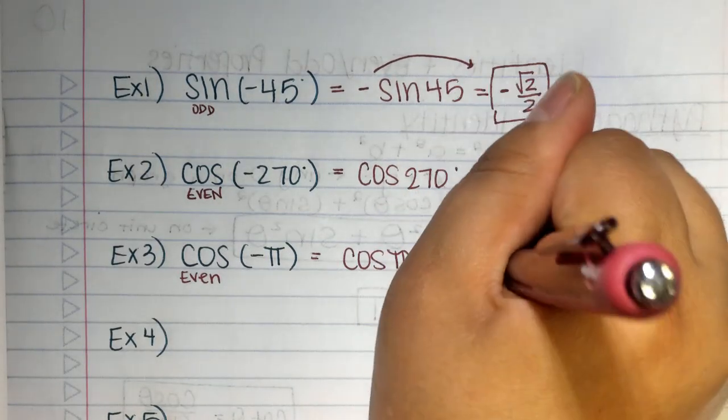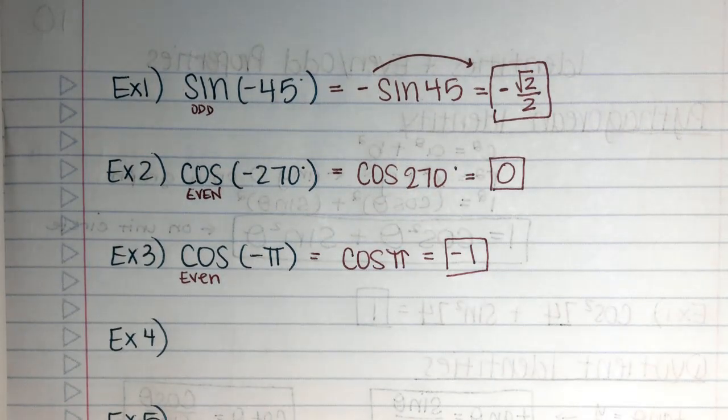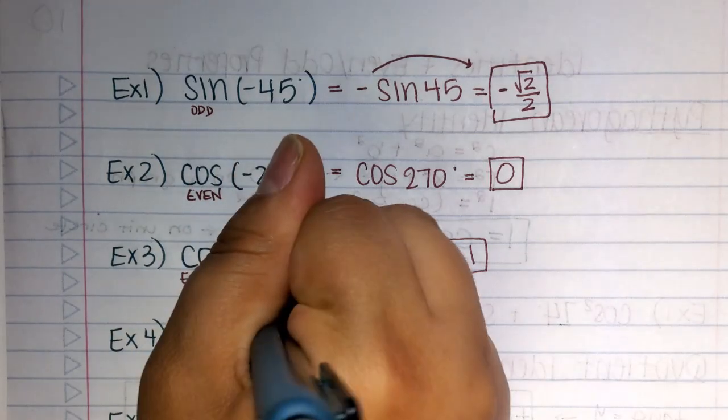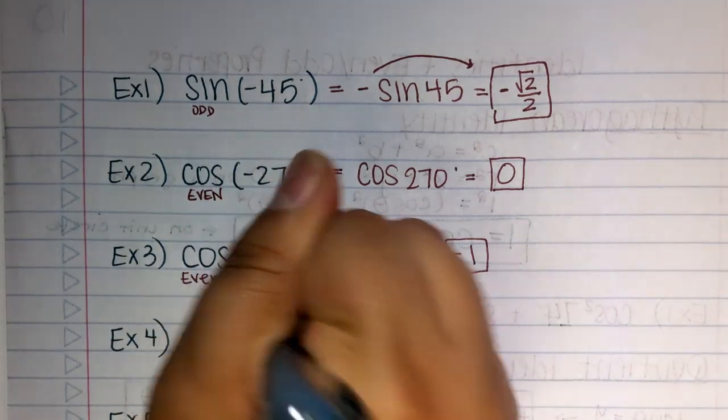And that's my answer. Even, they're equivalent, the negative goes away. Odd, you bring the negative out front. What about the tangent of negative 5 pi over 4?